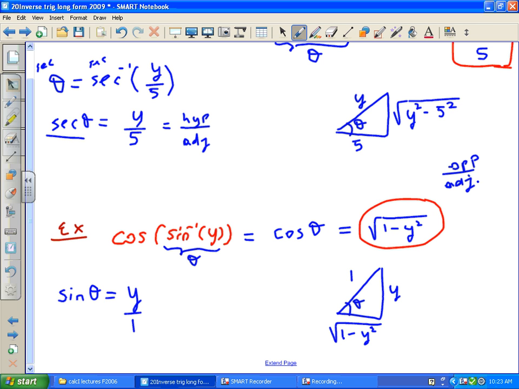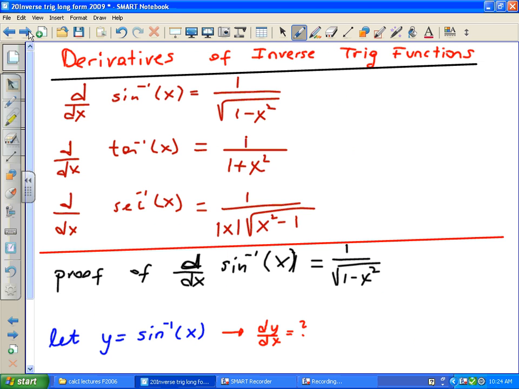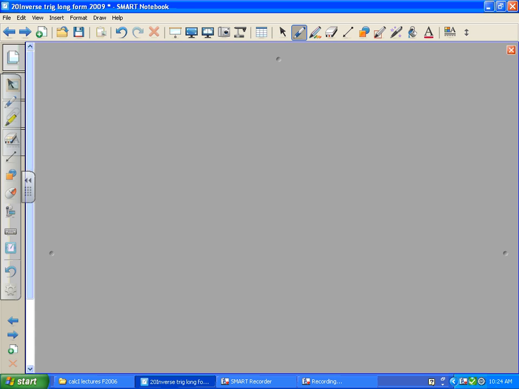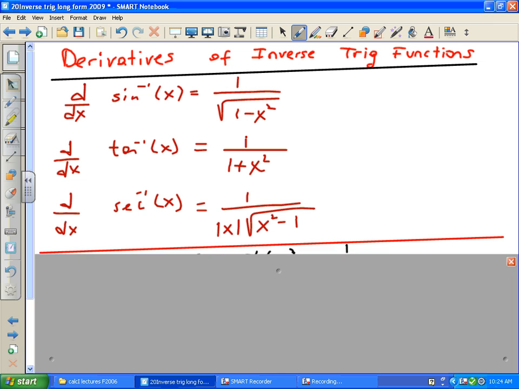I hope you have seen this in trigonometry, because so far we've not done any differentiation, any integration. So we are still doing some review here. But next we're going to get into doing some calculus with the trig functions. First of all, let me state the 3 rules for differentiating inverse trig functions. So please write these down. And then I'm going to prove the first one. I'm going to prove why the derivative of sine inverse is 1 over the square root of 1 minus x squared. In just a little bit, we're going to understand why this works.